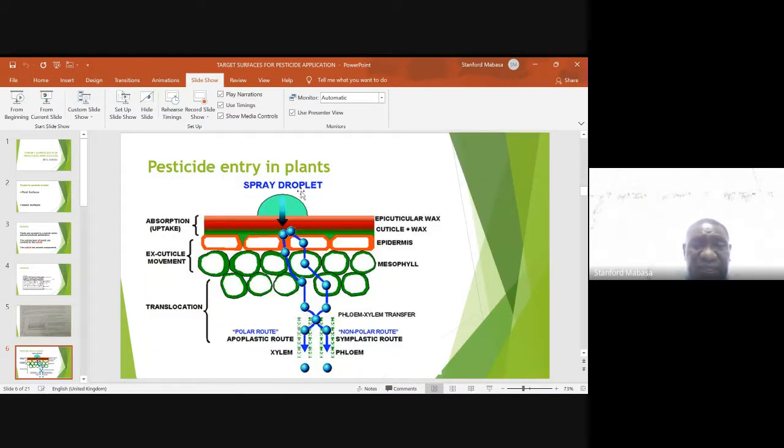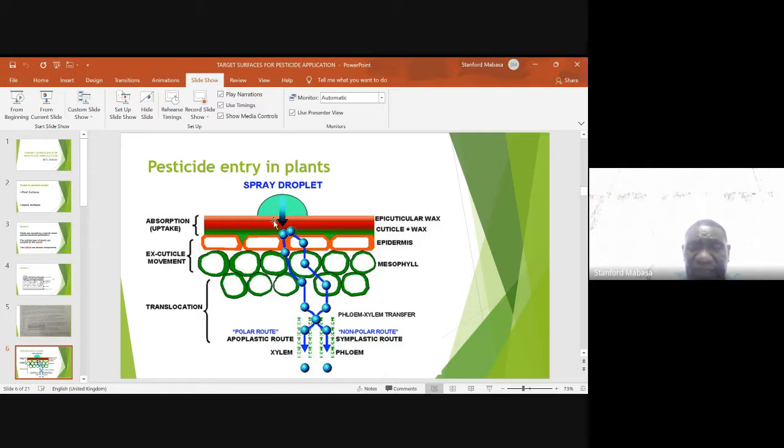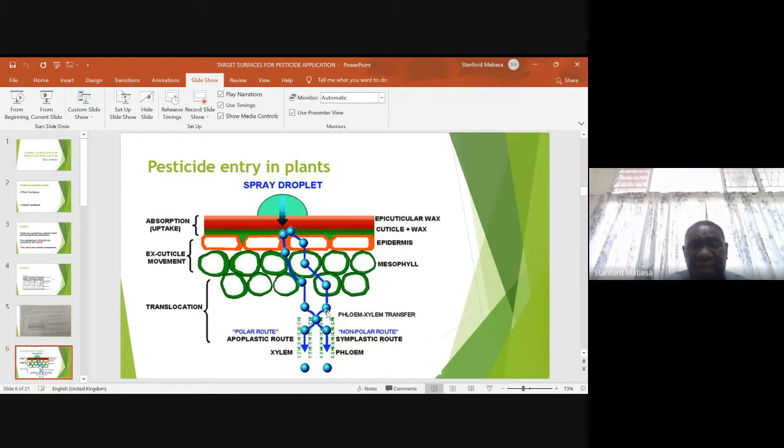Here we can demonstrate the entry of a pesticide into the plant system. The droplet can land on the wax, and it has to pass through the cuticle. Then it reaches the cells. And later on, it can go into the symplastic route or phloem route, which are the transport systems of the plants. But it can be very difficult to cross this cuticle.